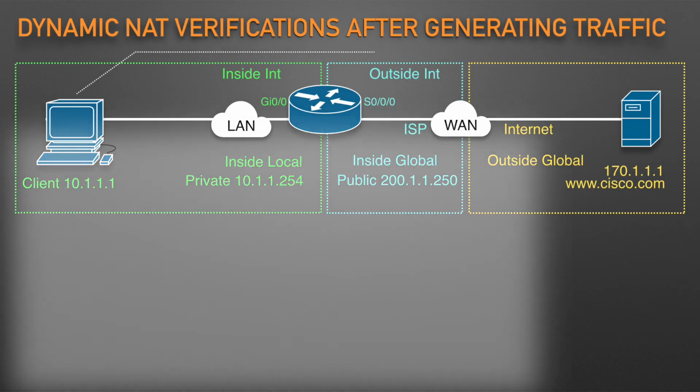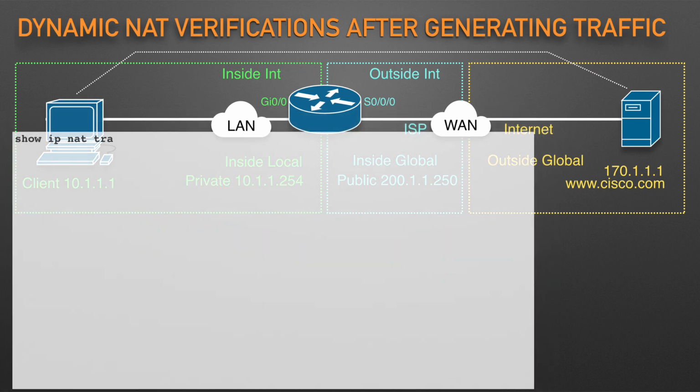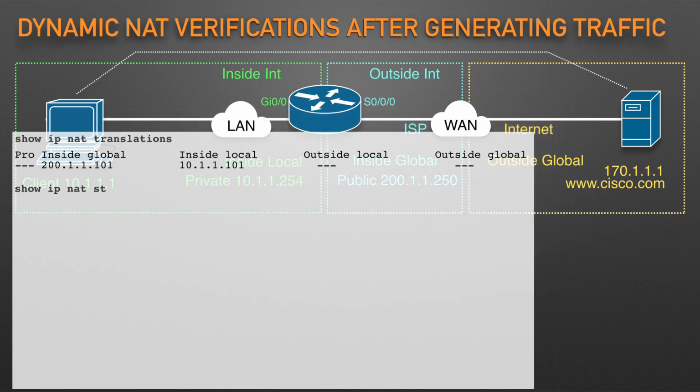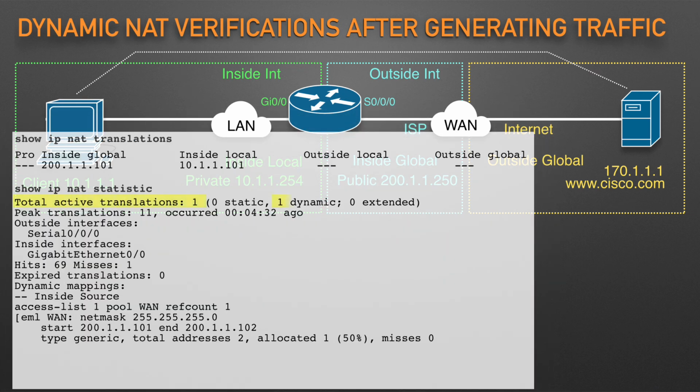The host telnets to the Cisco network, with a NAT router creating a NAT entry. The NAT table shows a single entry, mapping the client private address to one of the public IP addresses. And the first line in the output of the show IP NAT statistics command lists a counter for 1 active translation, as shown.